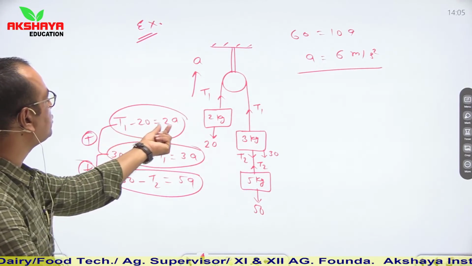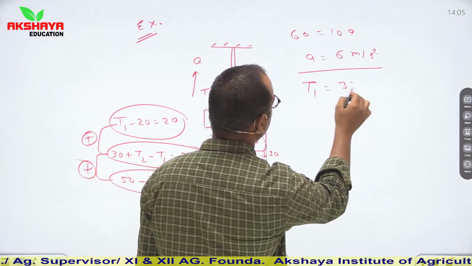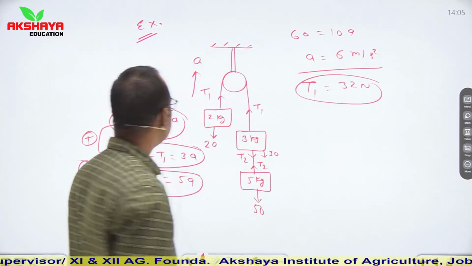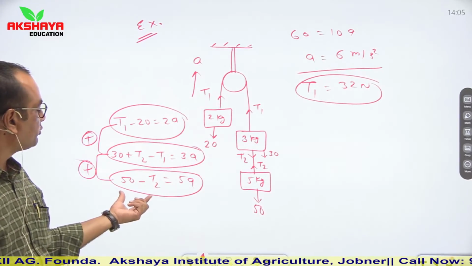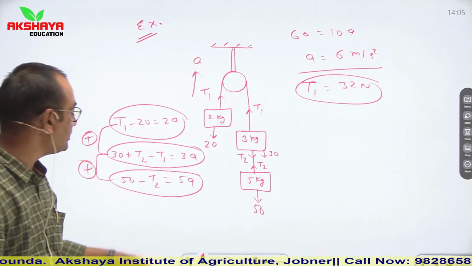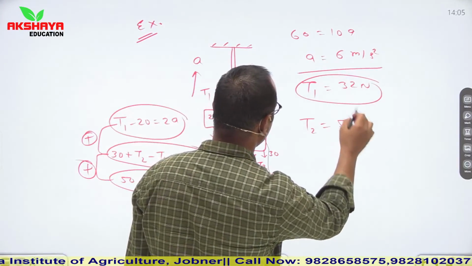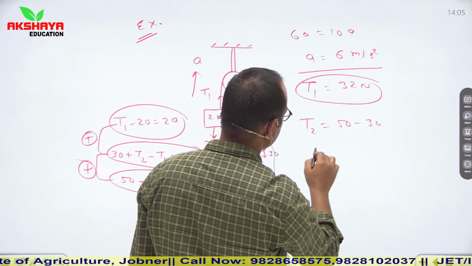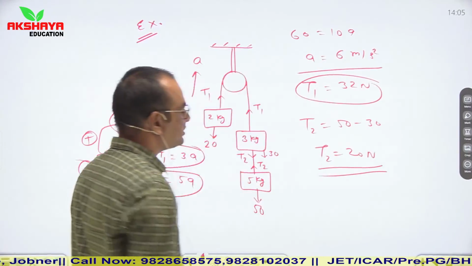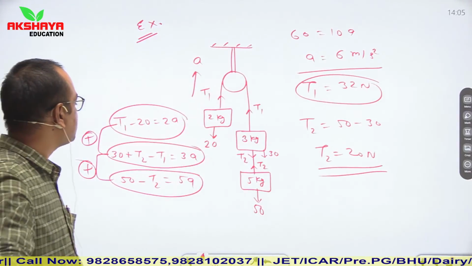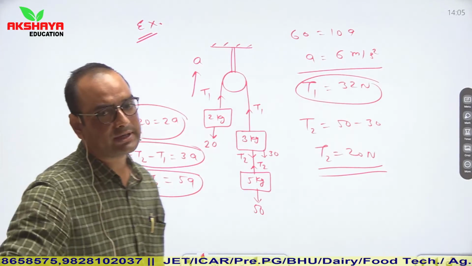So T1 is equal to 2 into 6, 12, 12 plus 20. T1 is 32 Newton. I calculated this value using equation number 1. So this is the value of T1. T2 can be calculated by using equation number 3. So T2 is equal to 50 minus 5a. A is 6, so 30. So T2 is equal to 20 Newton. So this is the pattern which can be calculated by these simple concepts.